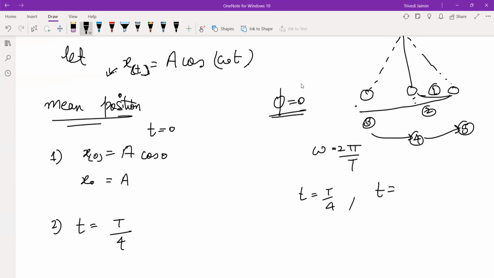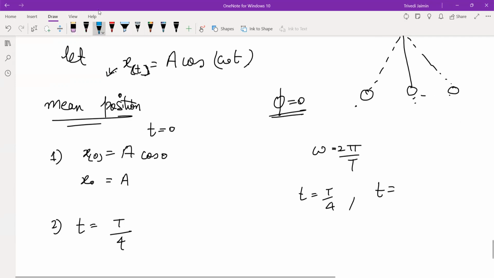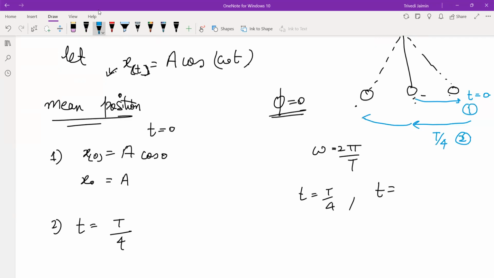Sir, I didn't understand the positions. Okay, let me show you this one again. So from here to here, this is the initial position, where we wrote t equals 0. That is position number 1. Then we move it back at T by 4. That is position number 2. Another T by 4 will give you T by 2. That is position number 3. This is T by 4, this one T by 4, back T by 4, and one more T by 4.